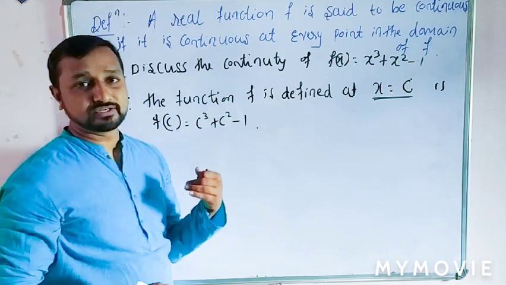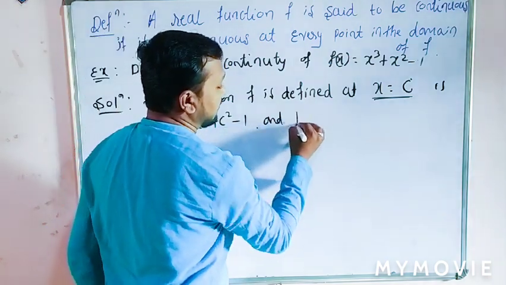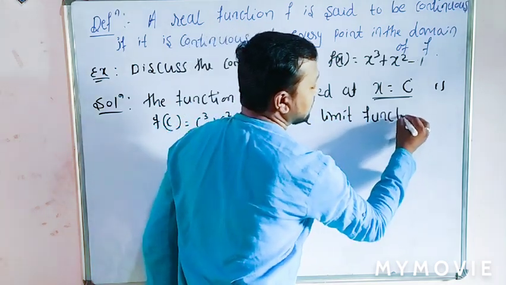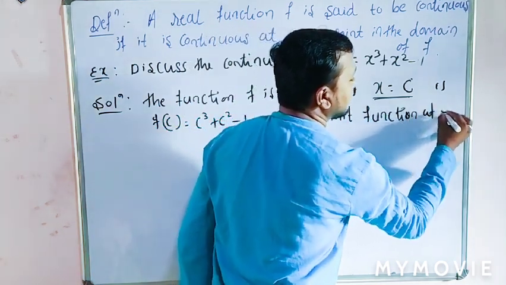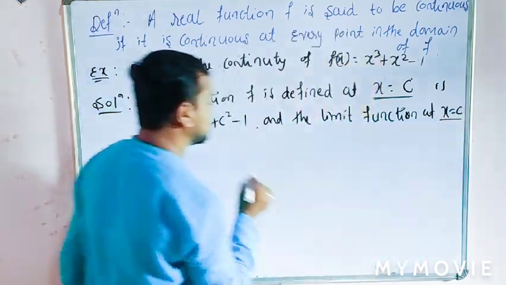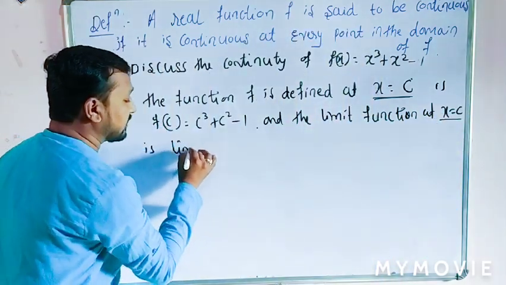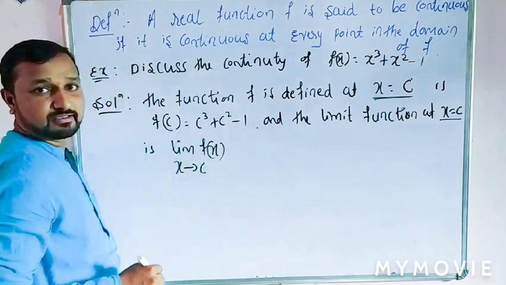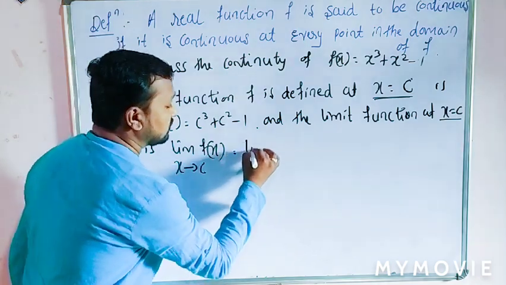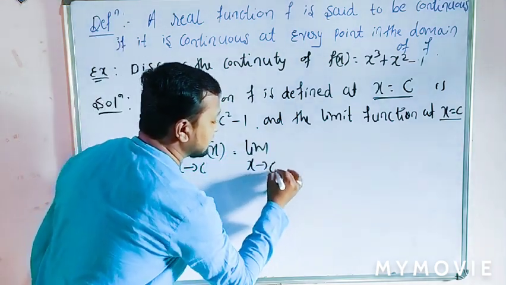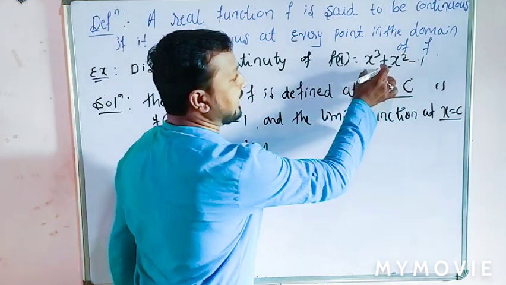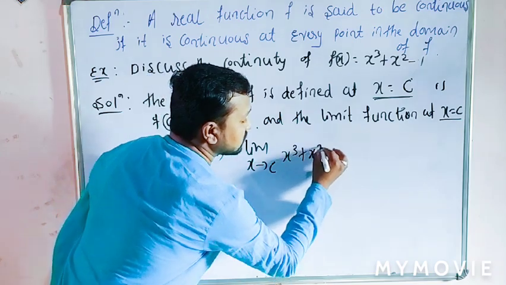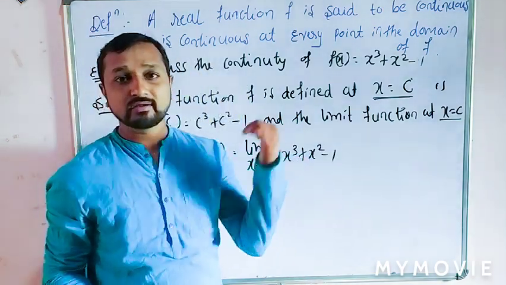And we'll take the limit function. The limit function at the general point x equal to c is the limit of f of x as x tends to the point c, the domain point, that is equal to the limit as x tends to c. So what is our f of x? f of x is x cube plus x square minus 1. So this is your function.